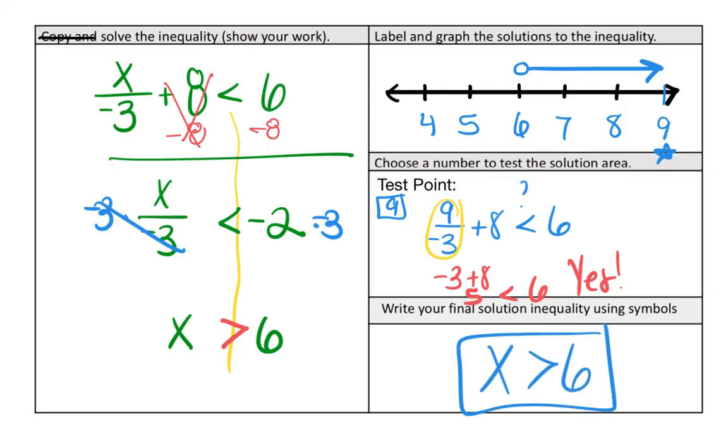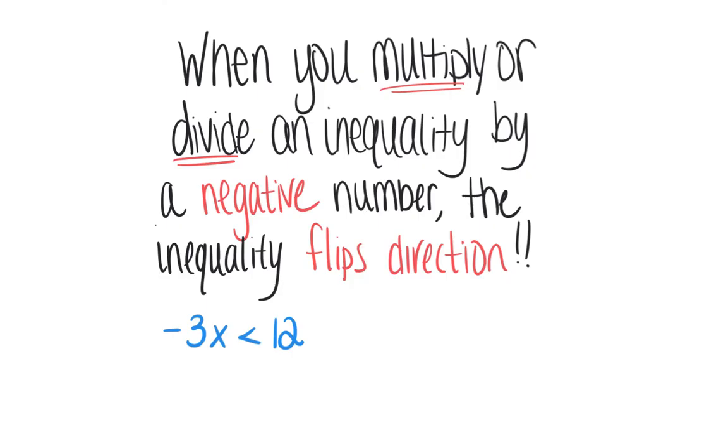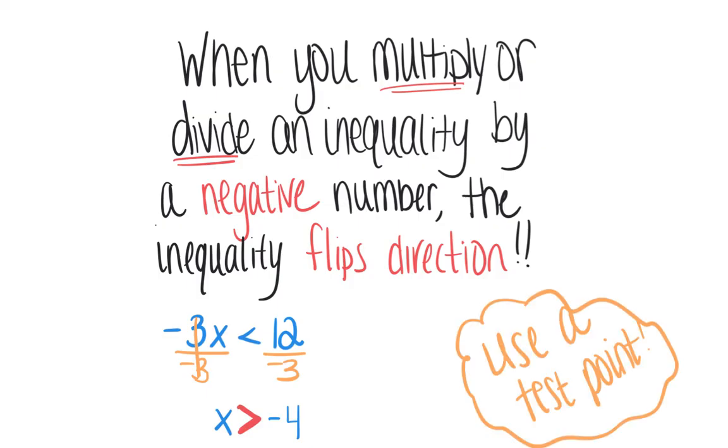So again, our inequality symbol switched directions when we were dividing by or multiplying by a negative number. So in summary, whenever you're going to multiply or divide an inequality by a negative number, the inequality symbol has to flip directions. And that's why using a test point is so important as we're graphing and solving our inequalities.